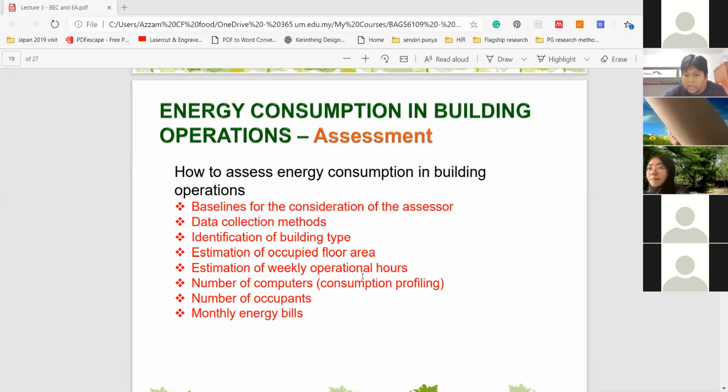estimate the occupied floor area, estimate the weekly operating hours, find out the number of computers, number of big electronic items. Okay, so you have to do some profiling of all the equipment that you probably have in the building. The equipment can be computers, can be large freezers and fridges, can be so many other things as well. Like research equipment, machines, whatnot. If you go into industrial installations, there might be some machines to manufacture something. And then look into the occupants, look into the monthly energy bills as well.